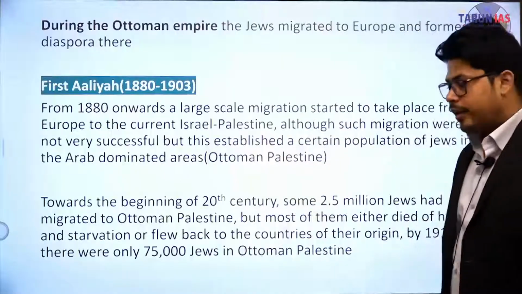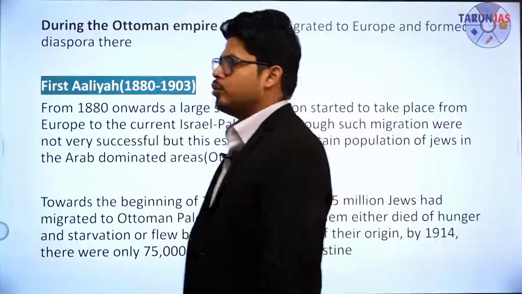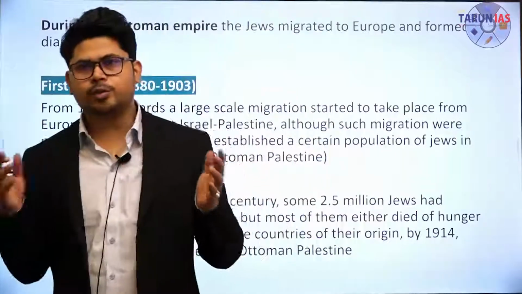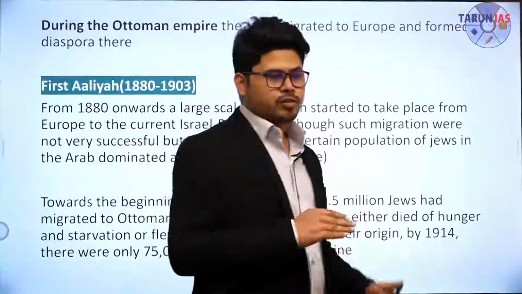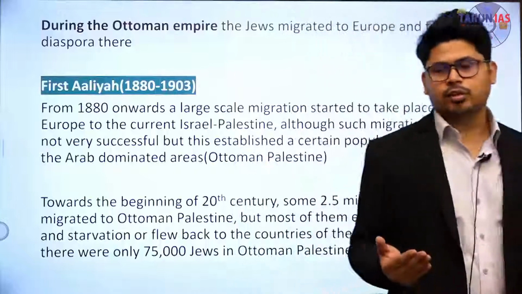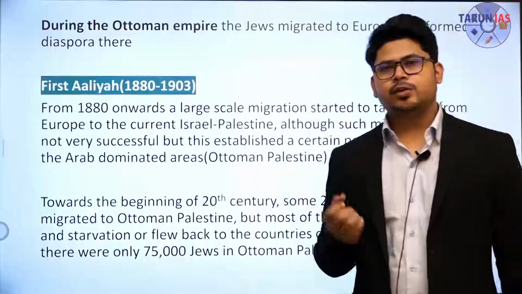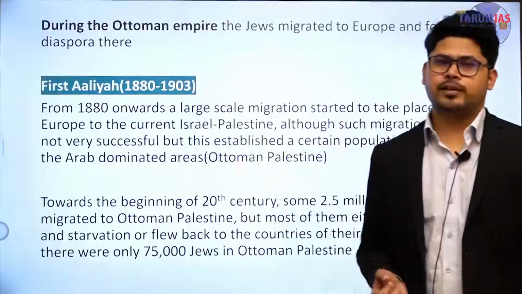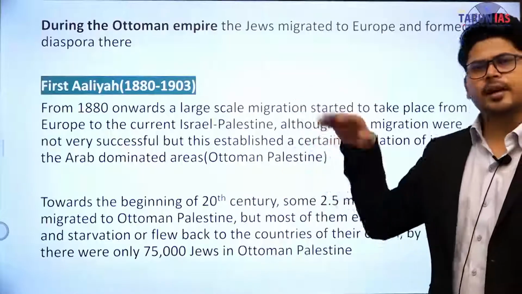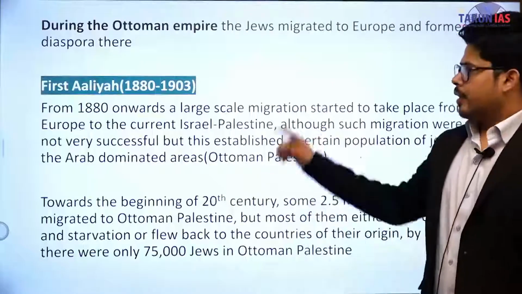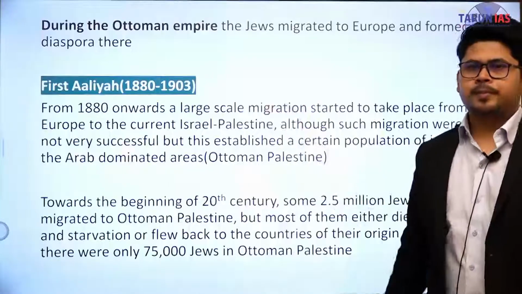Now, what happened was most of the Jews went to Europe. Okay? During the Ottoman Empire, due to Muslim persecution of Jews and all, they went to what? Europe, as we know today. Okay? Because all these areas were connected at that time. And they formed a diaspora there.